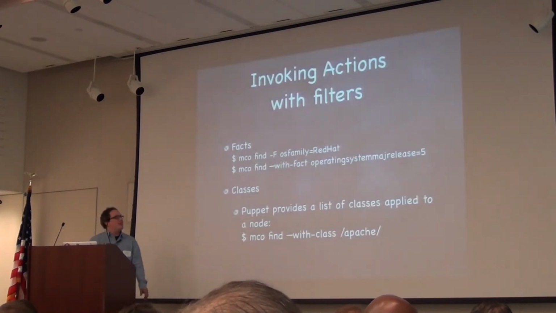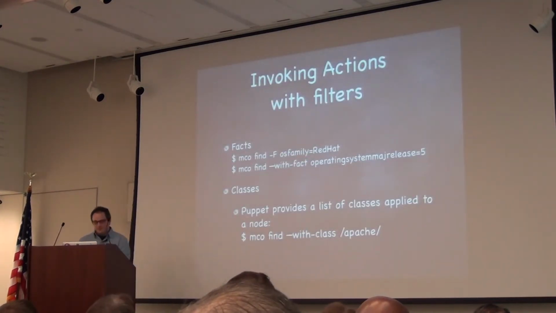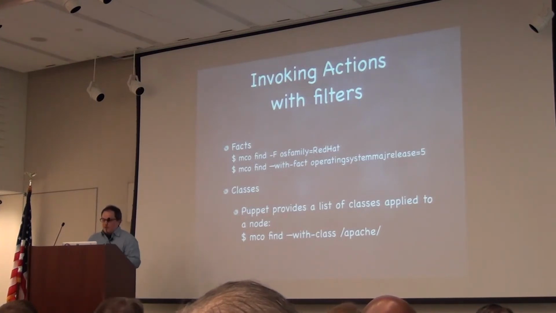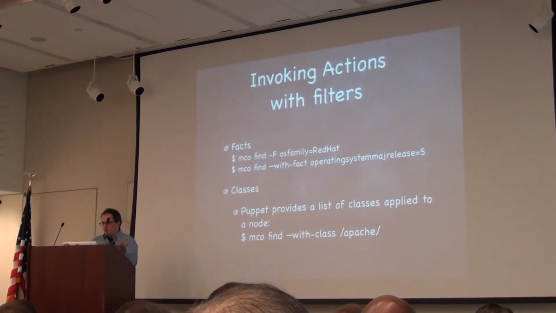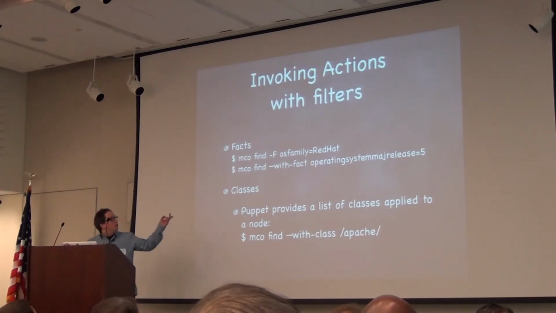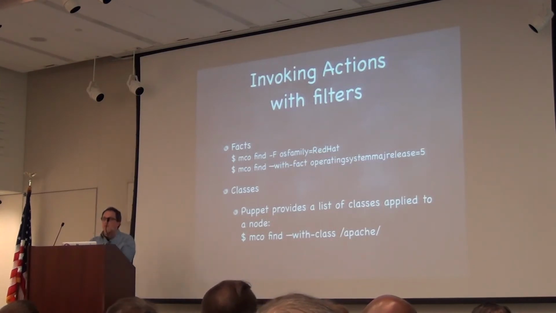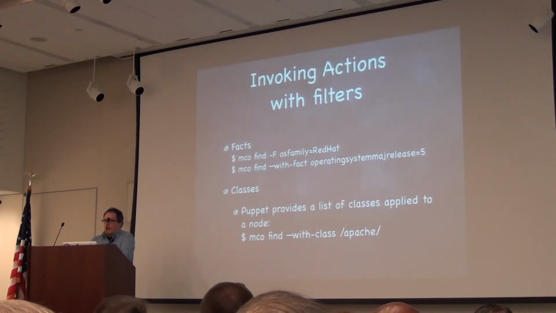All right, so here's an example of what it's like to invoke actions with filters. On the first one, I'm using the OS family fact to find any of the nodes in my environment that are Red Hat. The second one is the same thing, just the long form. I need the operating system major release 5, so with just that simple --f or --with-fact, I could leverage any of the facts in my environment to control MCollective. And it's not just limited to the find command. These filters are available to most of the MCollective commands. And you can see on the other one, the classes filter is pretty nice because you can actually do your Puppet runs, your node discoveries with the classes that are applied in your environment.